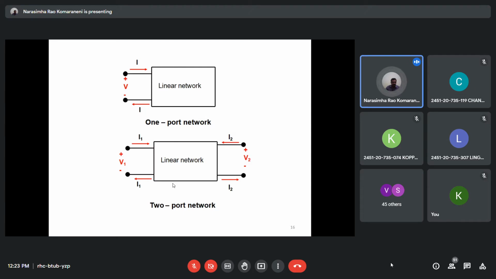This is the simple block representation of a single-port network and a two-port network. If you see the first figure, it is called a one-port network or a single-port network. You see here only two terminals are there, right? Whereas in the case of a two-port network, you will find four terminals.